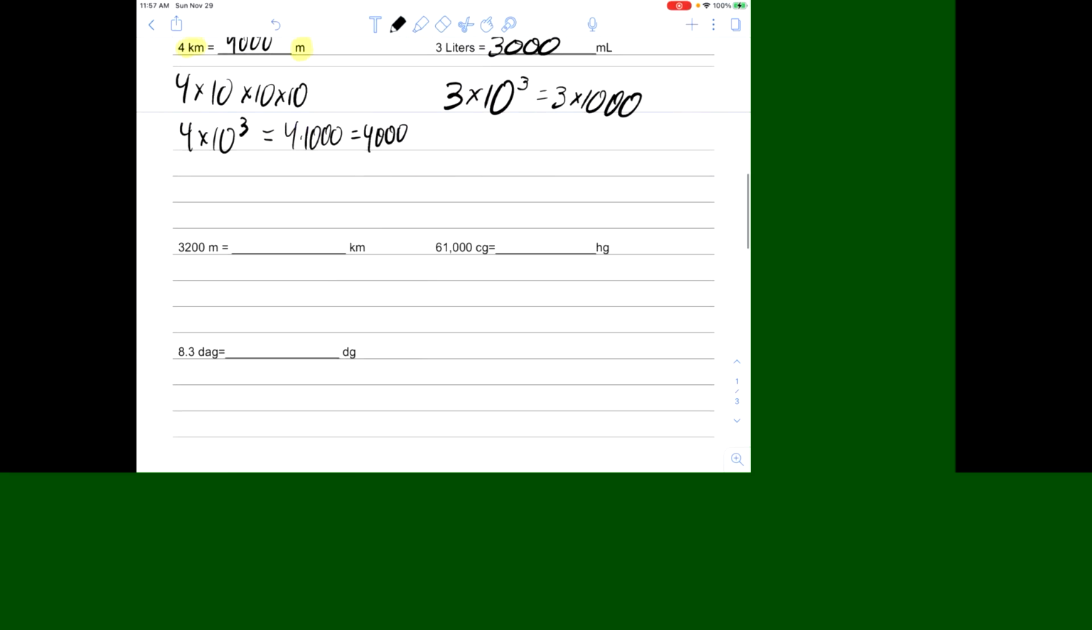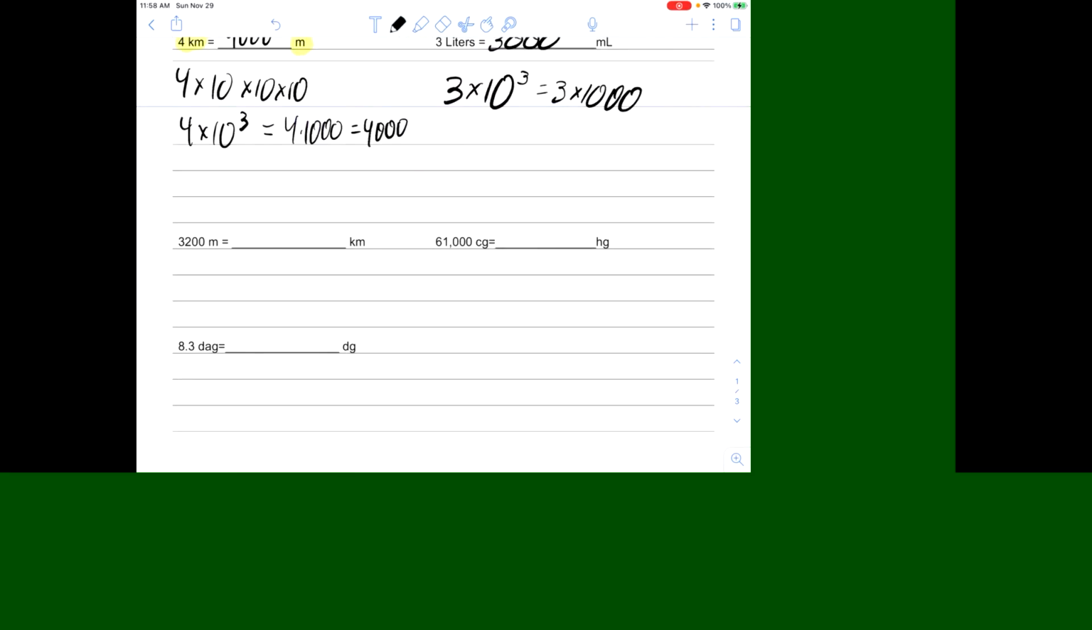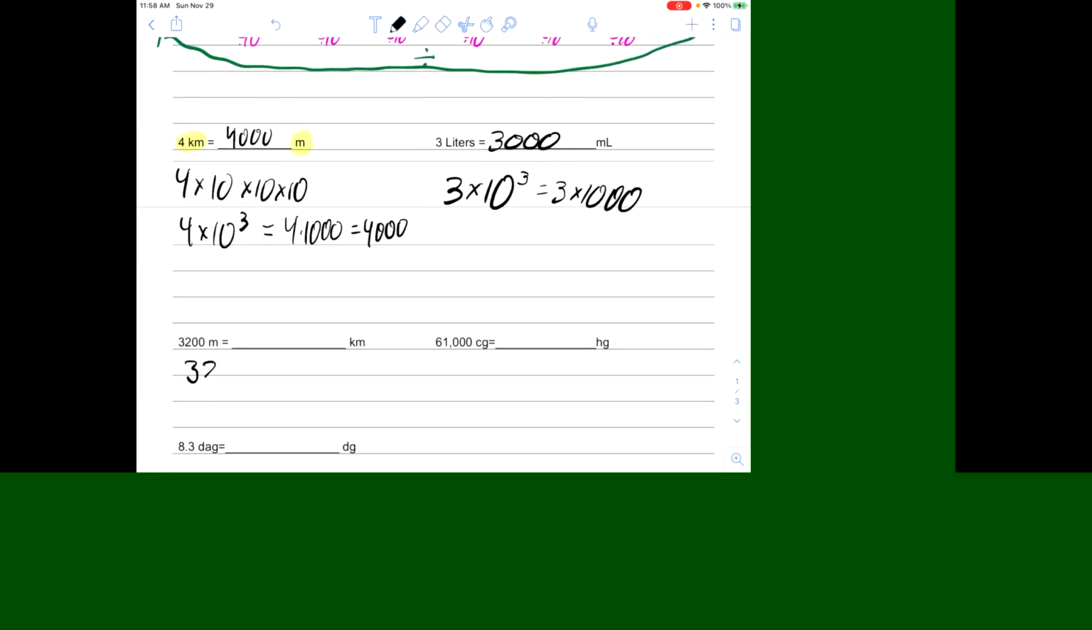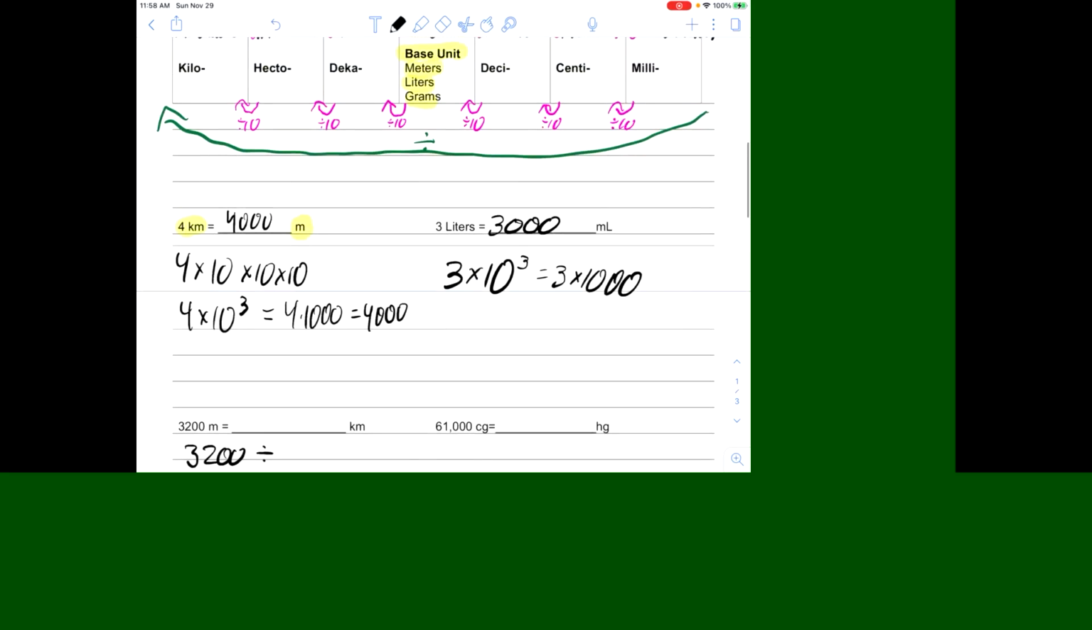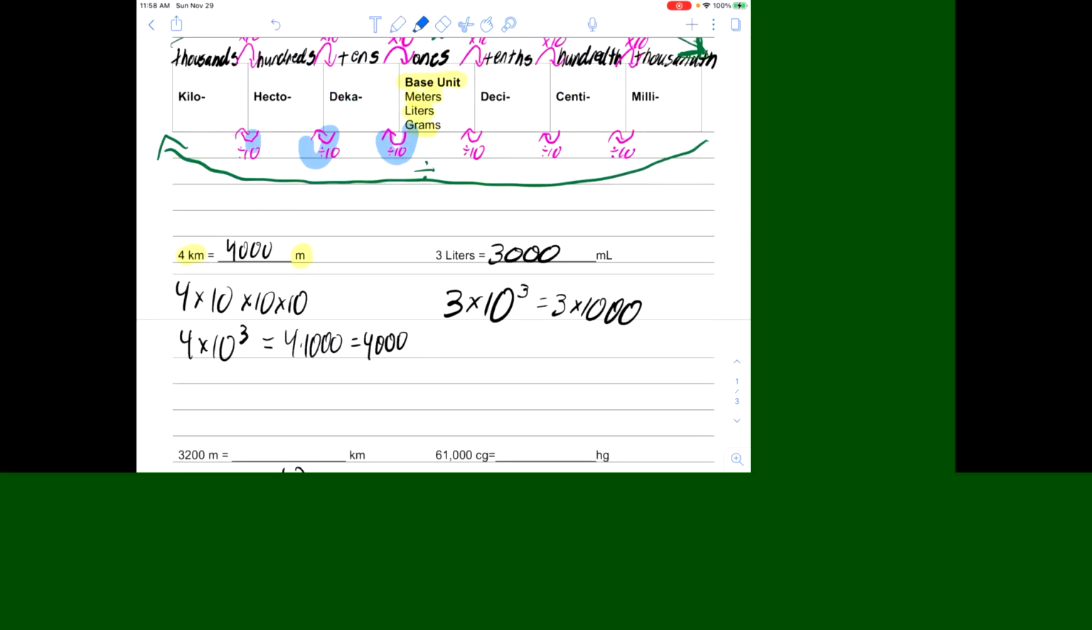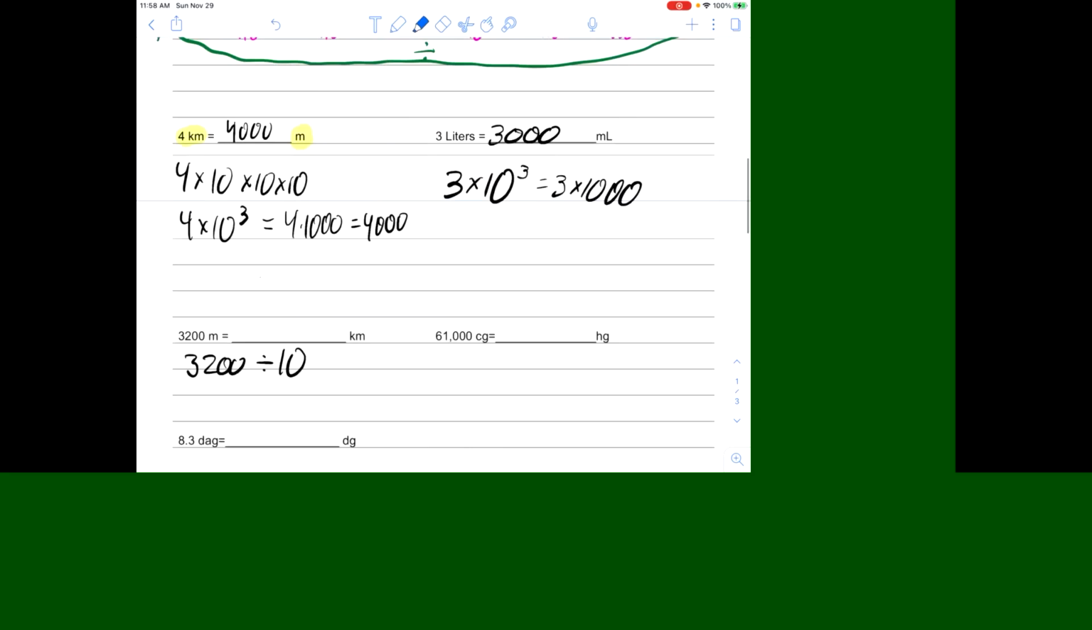Okay, what if I'm going from meters? So we're on this 3,200 meters to kilometers. For this problem, I'm going from meters to kilometers. So here, if I track my steps, I'm going 1, 2, 3 steps. And this time I'm moving to the left. That means I'm dividing. So here I would do 3,200 divided, because we're moving to the left, always by 10. And again, we're going 1, 2, 3. So it will be 10 to the third power.